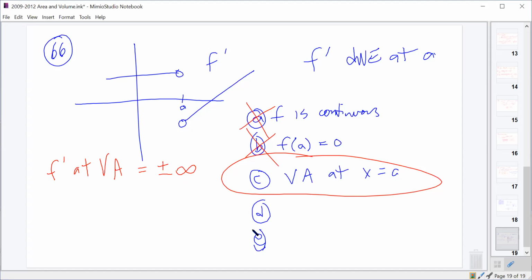D and E: choice D says it must be a jump discontinuity, and choice E says it must be removable, but we don't even know if f is continuous or discontinuous there. So it could have a jump discontinuity, it could have a removable discontinuity, it could be continuous there, but it definitely doesn't have a vertical asymptote. Does that make sense to everybody? 66 there?